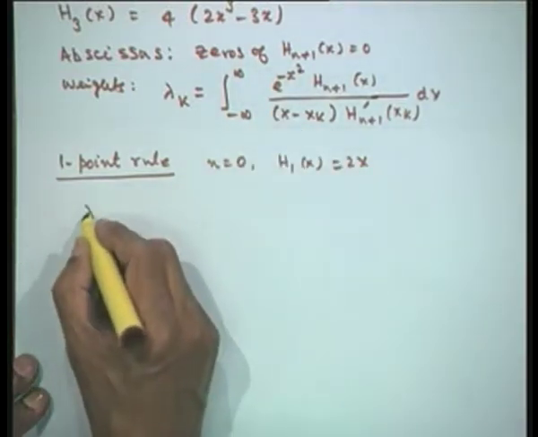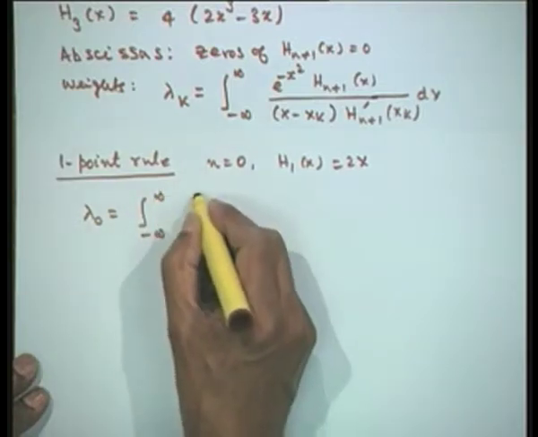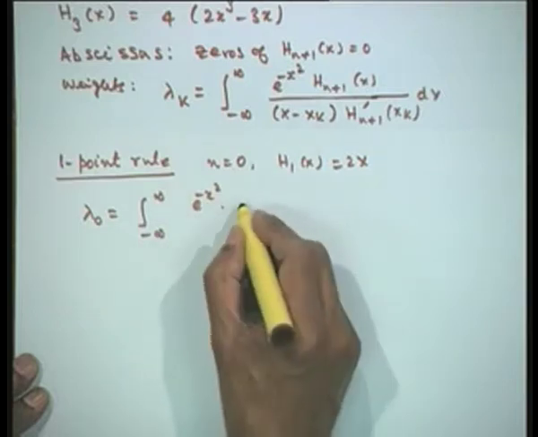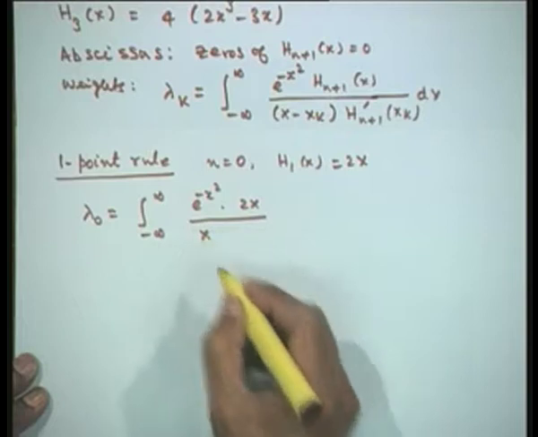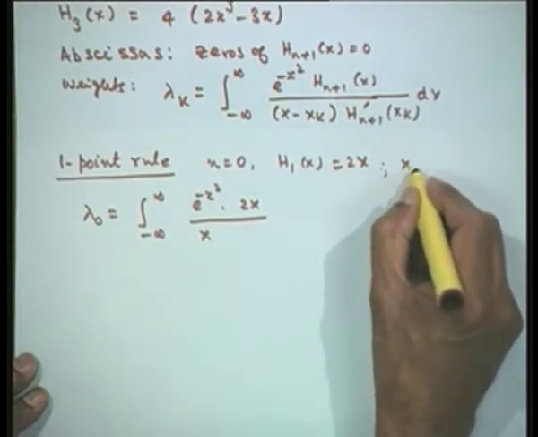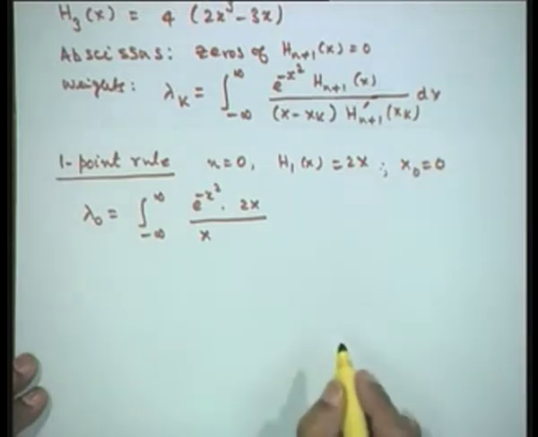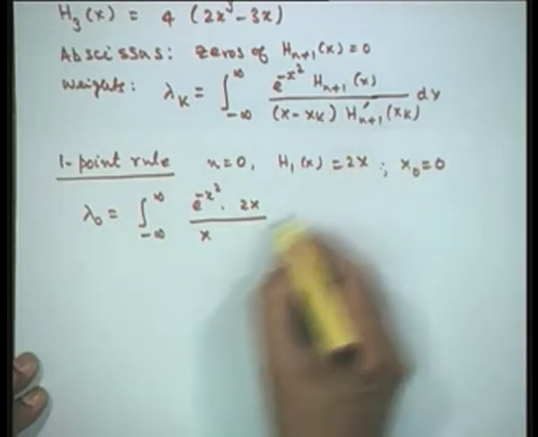Therefore, let us substitute: lambda 0 is the integral from minus infinity to infinity of exponential of minus x squared 2x by x minus x 0, therefore, this is x. The zeros of this are, if you put it as equal to 0, we simply get x naught is equal to 0 as the abscissa of this. Now, this is x minus x 0, that is x, and derivative of this is simply 2.